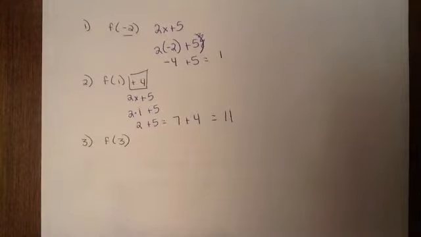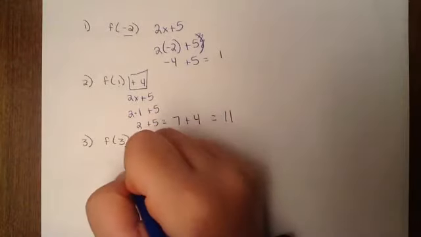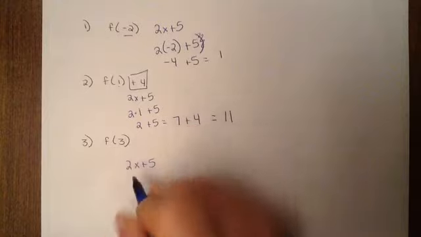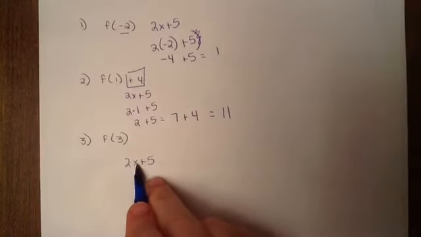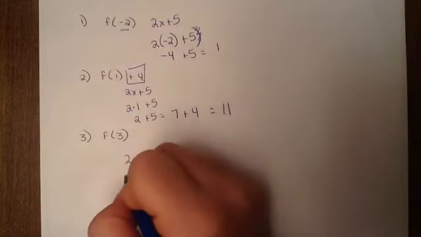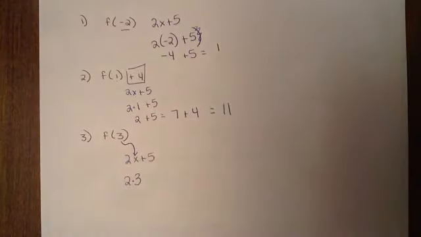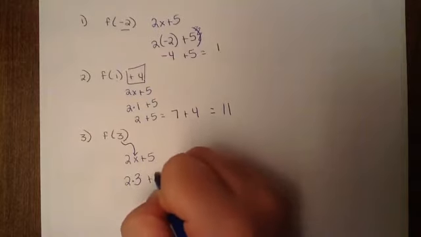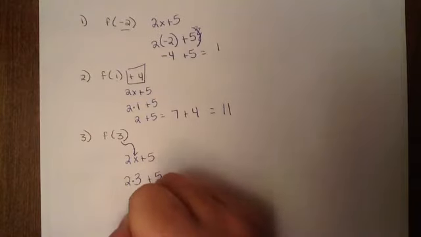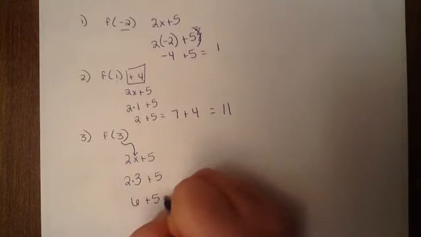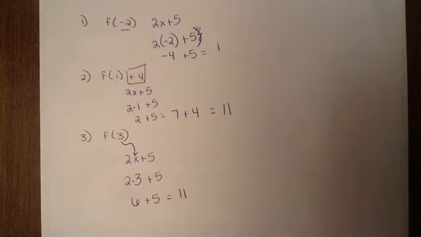Go ahead and try this next one on your own. Let's see how you did. Alright, so I have 2x plus 5 again, but instead of 2 times x, you had 2 times 3. So I'm going to take the 3, plug it in, plus 5. 2 times 3, 6 plus 5 is 11. Take your value, plug it in for the x, and solve.